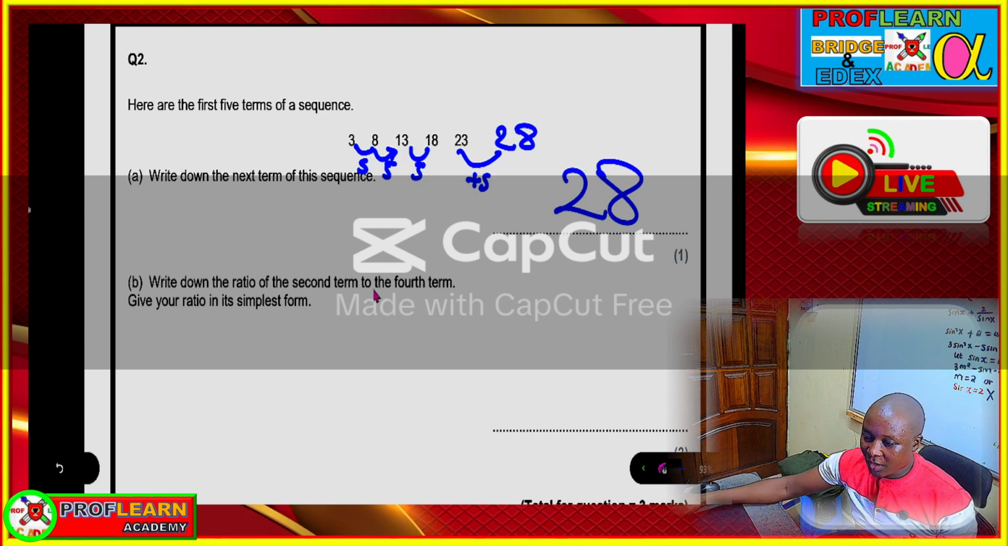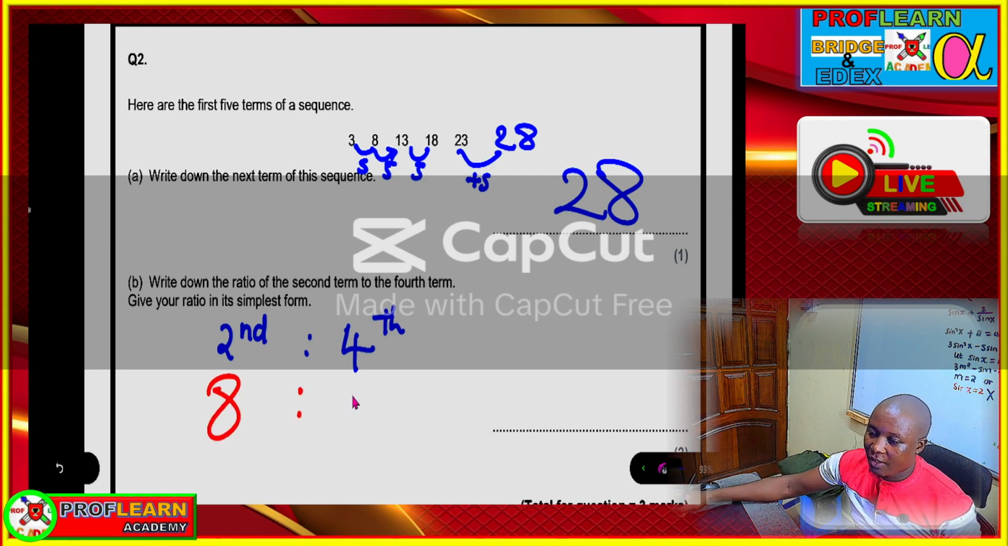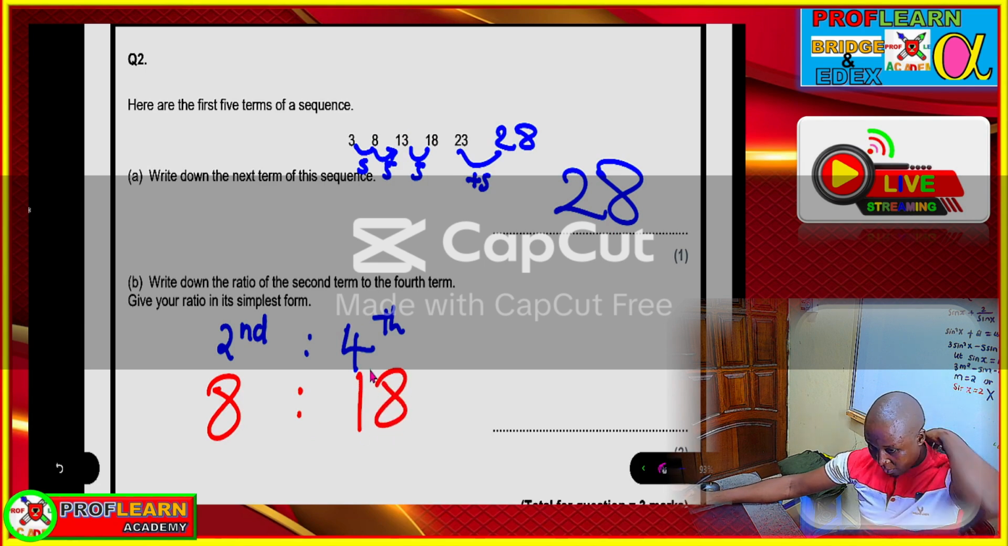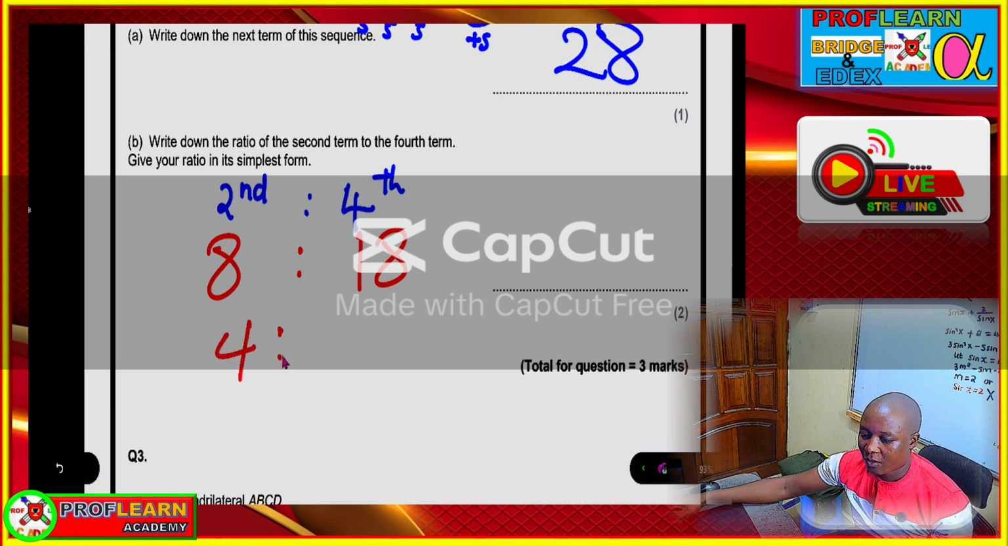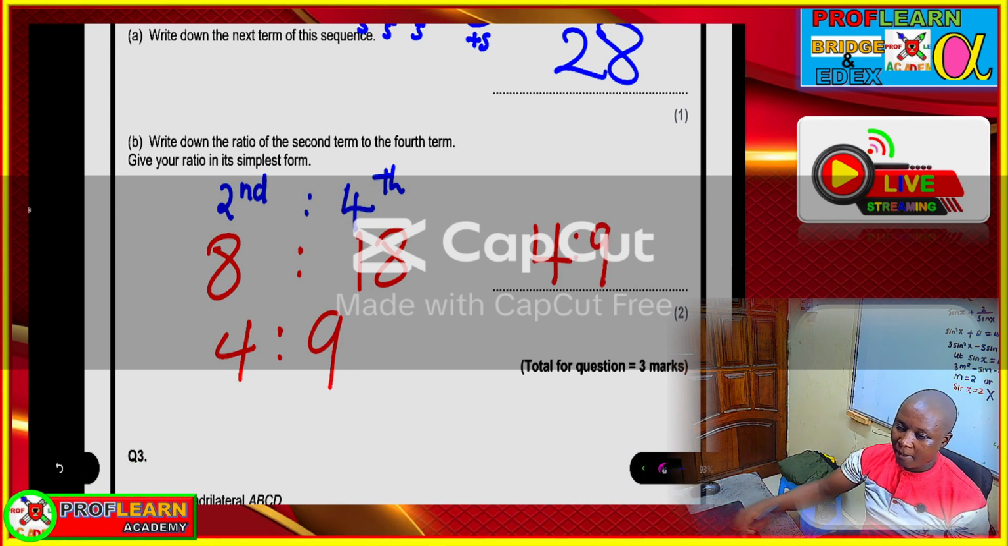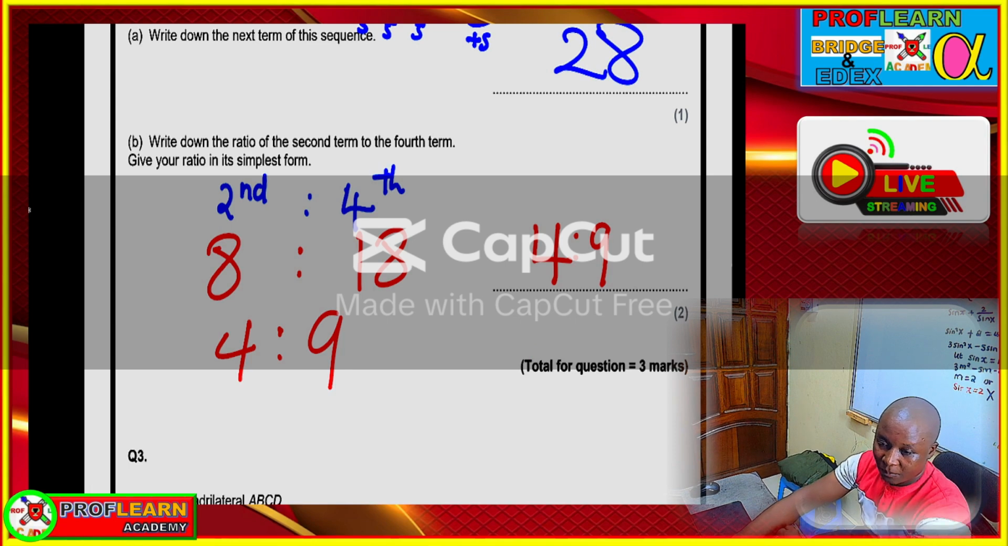Write down the ratio of the second term to the fourth term. The second term is 8, and the fourth term is 18. Now if we are to simplify this, we are going to divide by 2, so this is going to be 4:9, and that is going to be our final answer, 4:9. That's what we are going to do in this particular case.